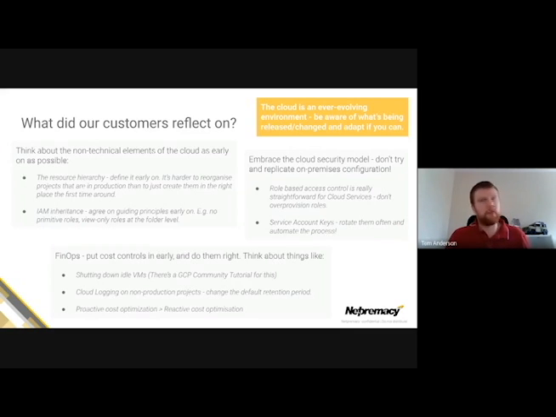And similarly with security, embrace the cloud security model. Don't try and replicate on-prem configuration. They are two different areas, two different ways of building with technology. Things like role-based access control are really easy in the cloud because of the way that IAM is structured, because of the way that we can really granularly define what people are able to do in the cloud. Don't just try and replicate what you've got on premise, because that's what's always been there.